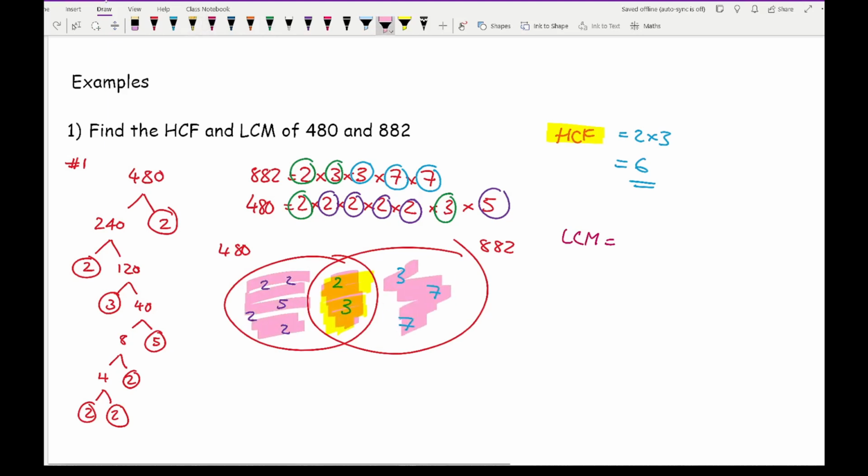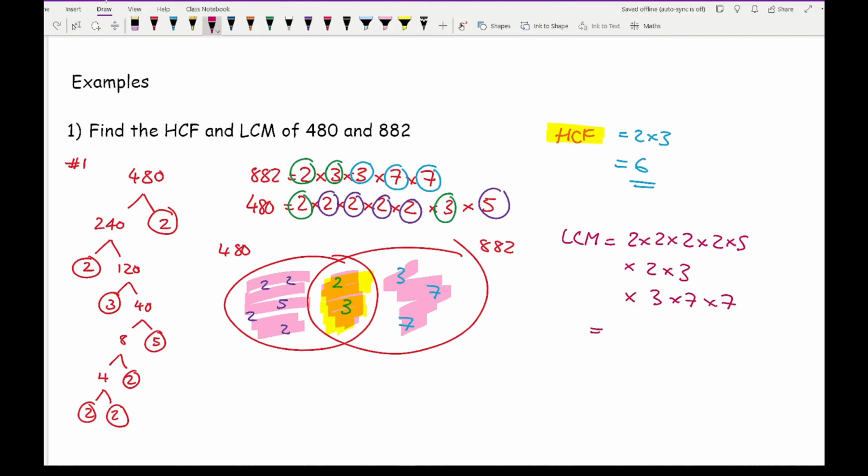So that's going to be 2 times 2 times 2 times 2 times 5. That's the left-hand version. Then I need to multiply the middle numbers, which is 2 times 3. And then I need to multiply the numbers on the right, which is 3 times 7 times 7.